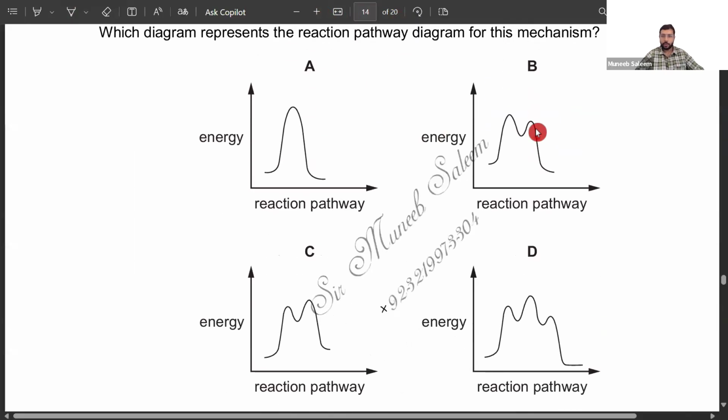Among the options given, you can see that option B has the first peak of higher activation energy, and then the second peak of comparatively lower activation energy. It cannot be C because in option C, the first peak is of smaller activation energy and the second peak is of higher activation energy. So that's why the correct option becomes option A.